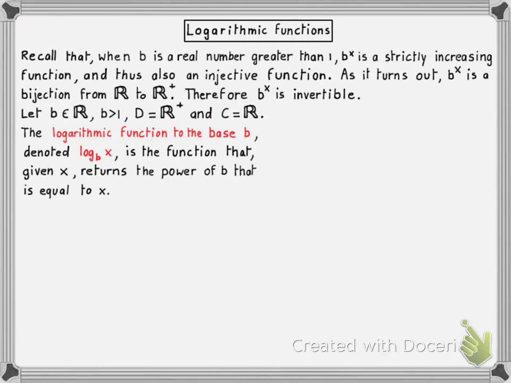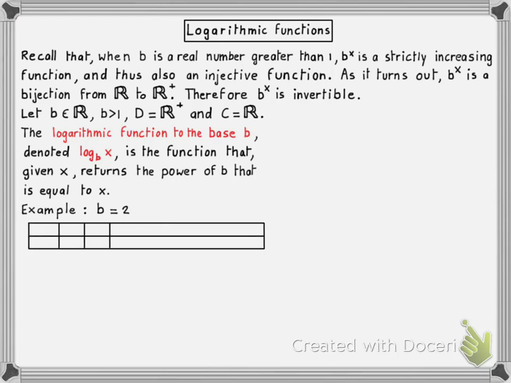Now let's illustrate this definition with an example. Let's pick a particular value for the base b, say 2. So we're going to compute the logarithm base 2 of x, where x ranges over all of these values. Now these are powers of 2 just to make our computations easier. So the second row is going to contain the log base 2 of x.